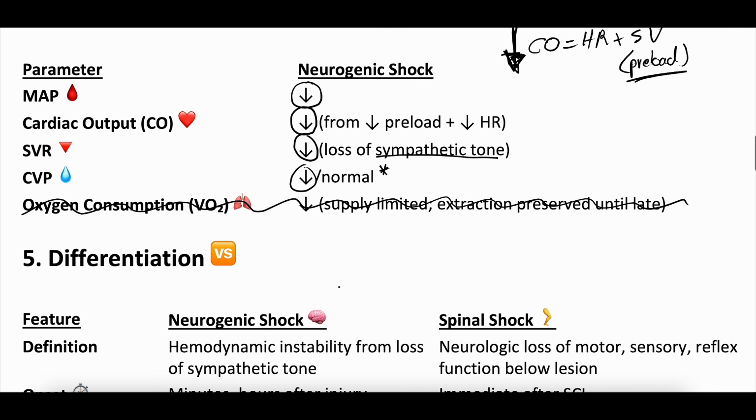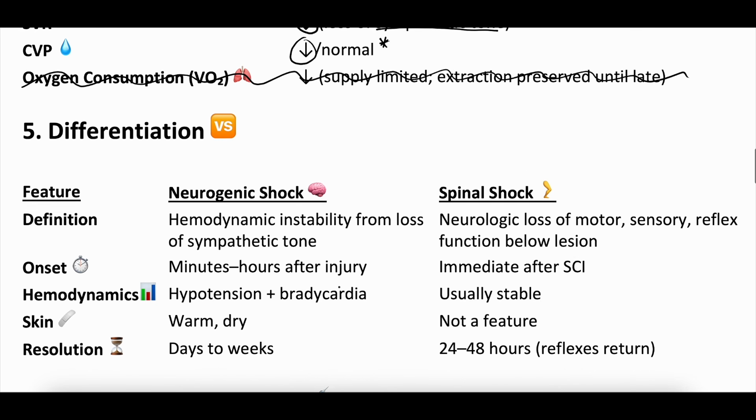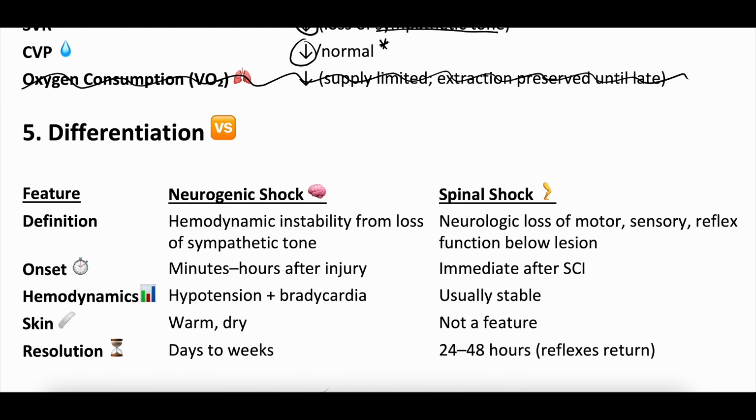All right, we wanted to then briefly differentiate neurogenic shock from spinal shock because this can be important. So neurogenic shock and spinal shock have a lot of overlap, but they are distinctly different, okay? Neurogenic shock is hemodynamic instability from loss of that sympathetic tone, whereas spinal shock is kind of a neurologic loss of motor, sensory, and reflex function below the lesion of the spinal injury. The onset is minutes to hours after injury for neurogenic shock, and it's immediate for spinal shock. The hemodynamics for spinal shock are usually stable, right? You're usually not hypotensive and bradycardic, but for neurogenic shock, you are.